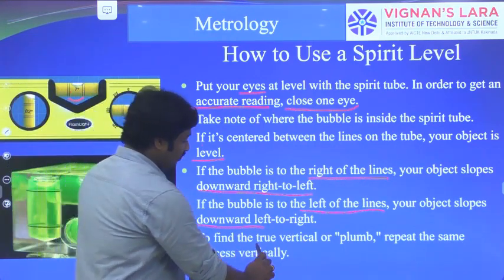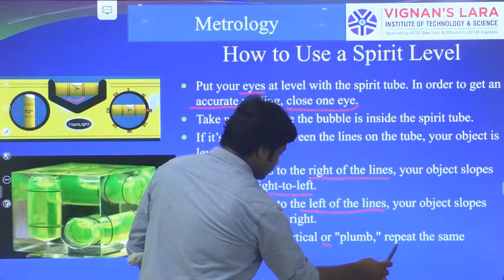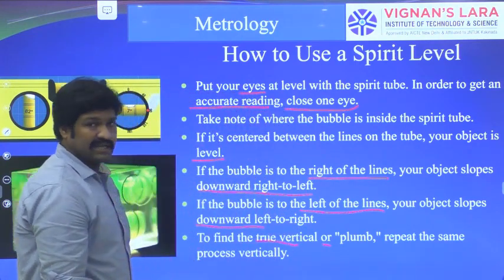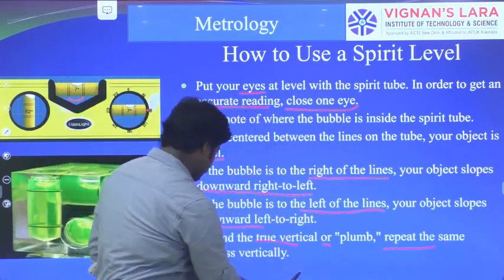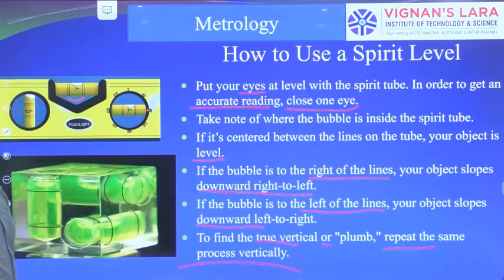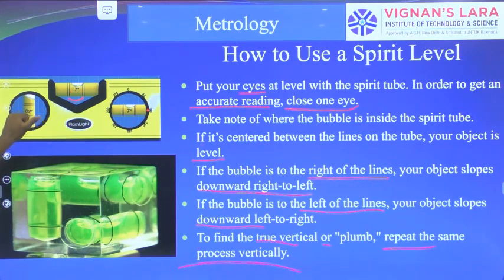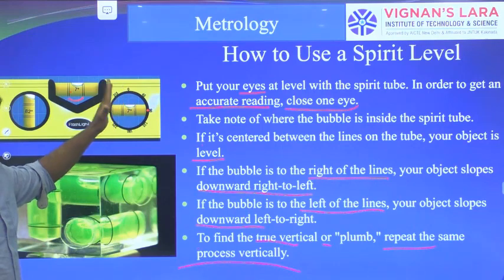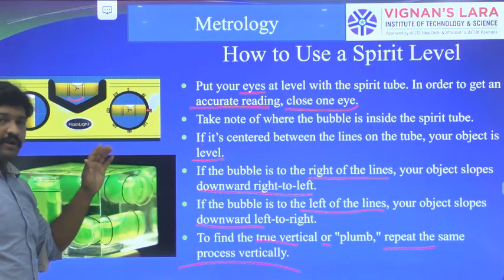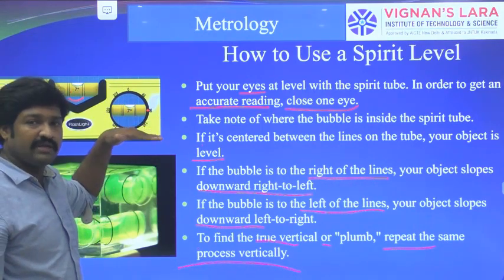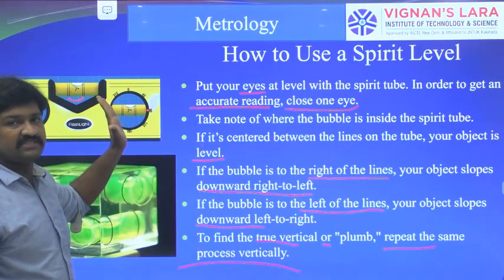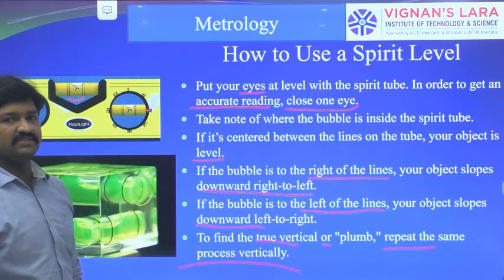To find the true vertical, repeat the same process vertically. If we follow the same procedure in a vertical manner, we can identify the vertical level also. So for identifying horizontal or vertical levels, we use this spirit level. If it is tilted to one direction, either right or left, our component is defective. It means it is not making horizontal or vertical surfaces. It is inclined to some other surface.